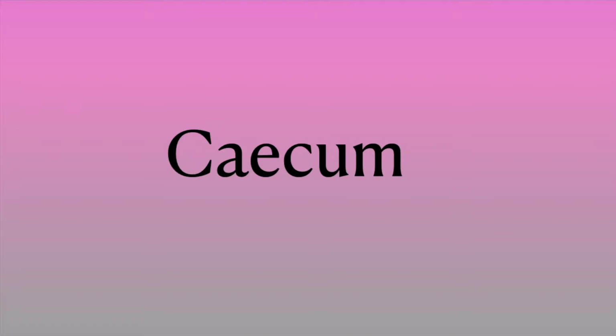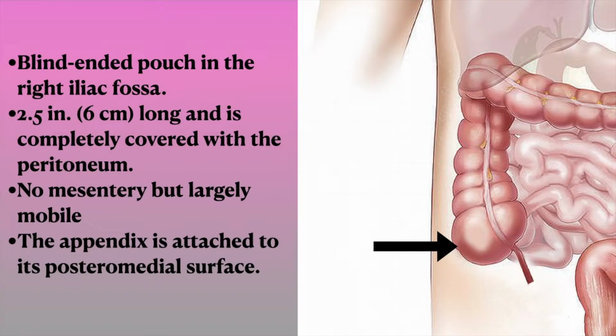The caecum. This is a blind-ended pouch in the right iliac fossa. It's about 2.5 inches long and is completely covered with peritoneum. It doesn't have a mesentery, but it's largely mobile nevertheless. The appendix is attached to its posterior medial surface.